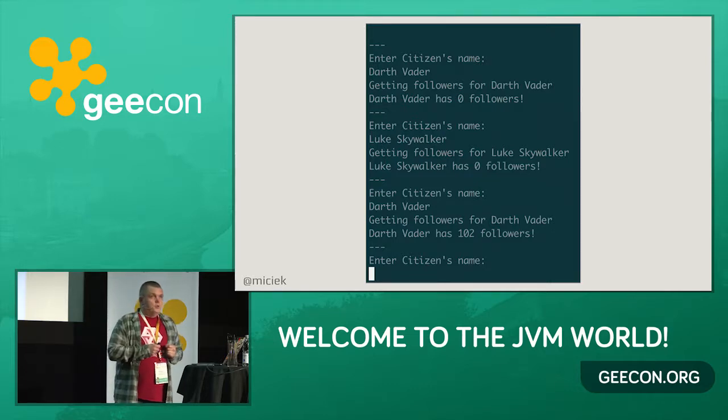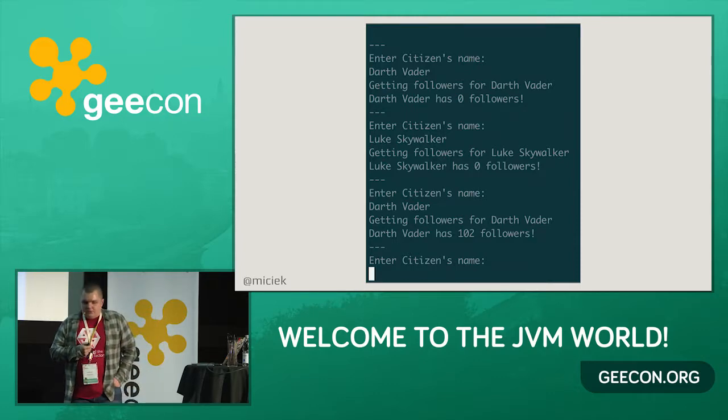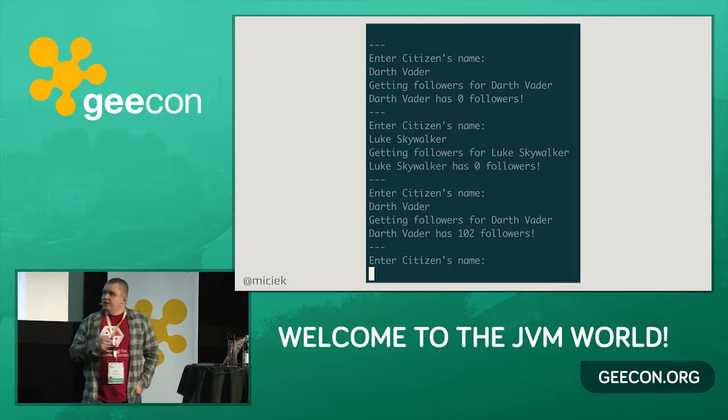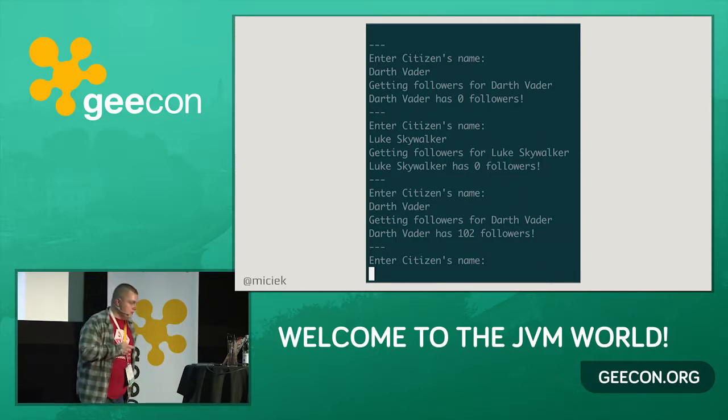And this is the application at work. So we can see that we are providing Darth Vader, and we get 0 followers. Then we are looking for Luke Skywalker. We get 0 followers because this is the default value inside our cache. And then after getting Darth Vader again, we get 102 followers. So the real number. That's how the application works. So there are some threads going on underneath, but we didn't spawn them by hand. There's no locking introduced. So that's the power of immutability in the future.